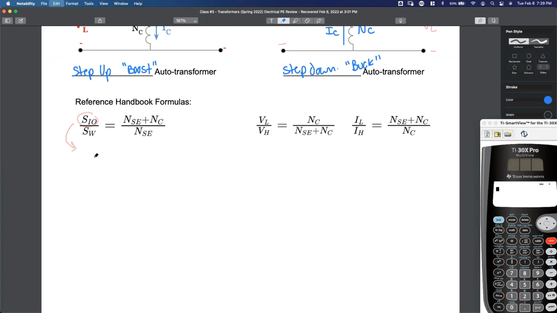Yep. SIO. First of all, what is capital S? What kind of power? This is apparent power. Input for I, and output for O. This is your input, output, apparent power.